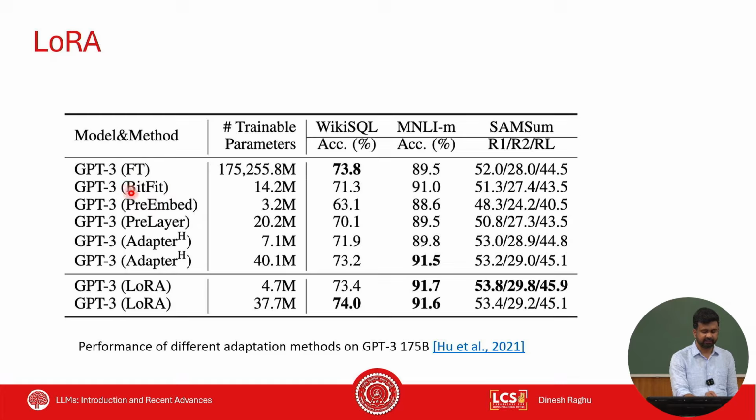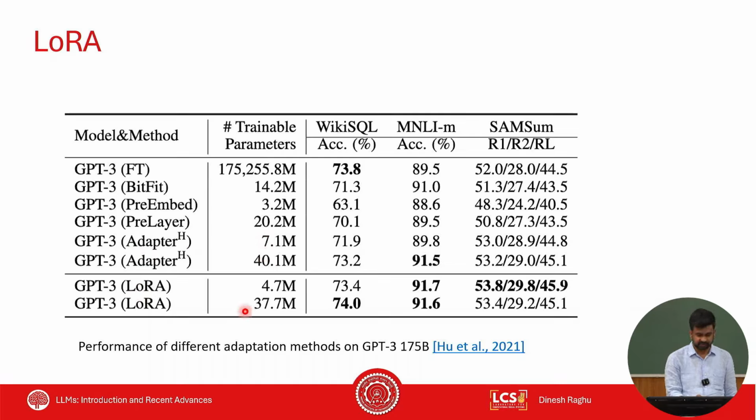So now by doing this, here FT indicates full fine tuning. BitFit is a technique that was proposed where you only change the biases in the network and not change the weights, right? That's a trainable parameter. Pre-M is the soft prompting, pre-layer is prefix tuning. Adapters are the same, the Houlsby adapters that I talked about now with different trainable parameters.